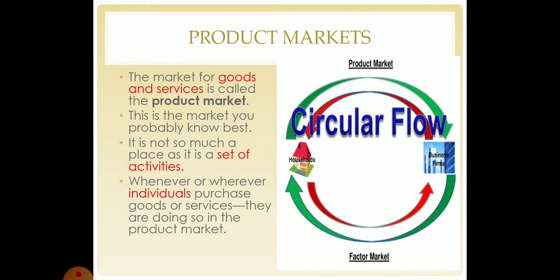The market for goods and services is called the product market. The market for goods and services is called what, guys? Product market, of course. This is the market you probably know best. It's not so much a place as a set of activities. So this is not a place where we go to the market and buy something. No, no. This is a set of activities. Whenever or wherever individuals purchase goods or services, they are doing so in something called the product market.